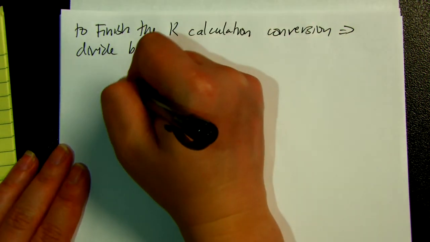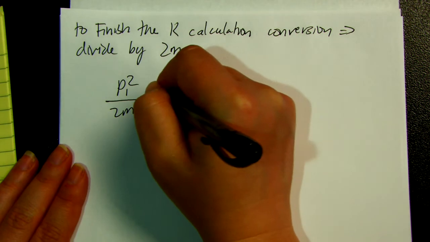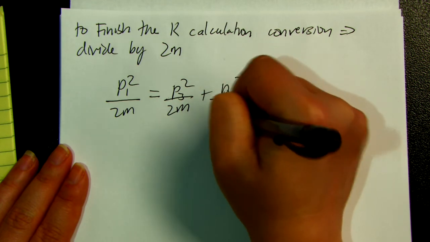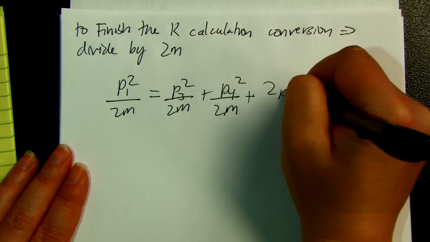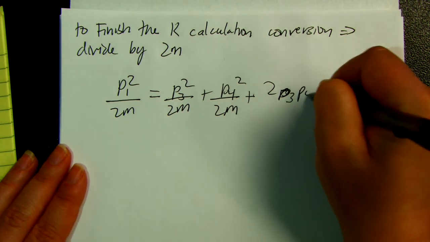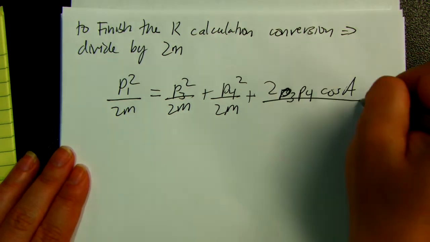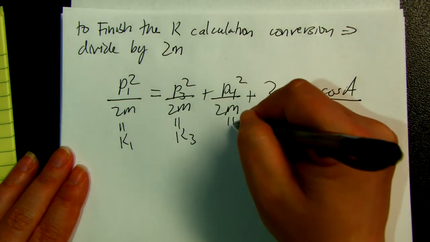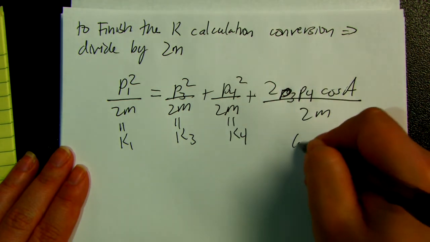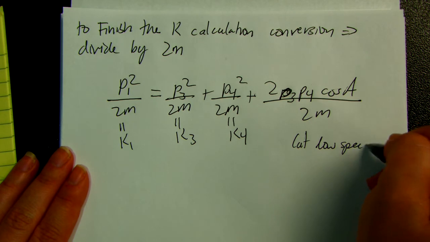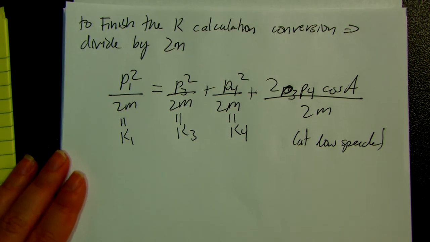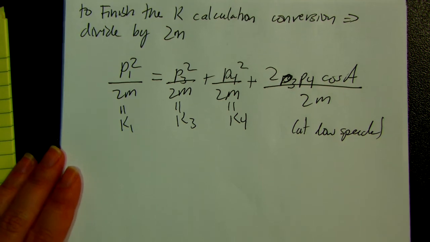So then we would have P1 squared over 2m is equal to P3 squared over 2m plus P4 squared over 2m plus 2 P3 P4 cosine of A over 2m. This is K1, this is K3, this is K4. This, of course, is assuming low speeds, which if any of you are playing relativistic billiard balls, I want you to invite me because that would be really cool to see. Actually, the human eye couldn't perceive that. Still, I want to see it.